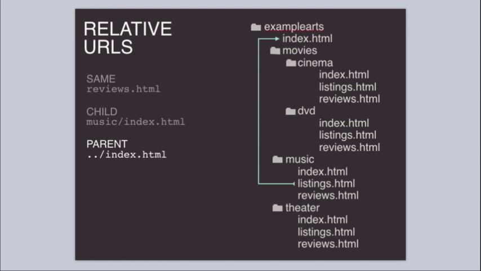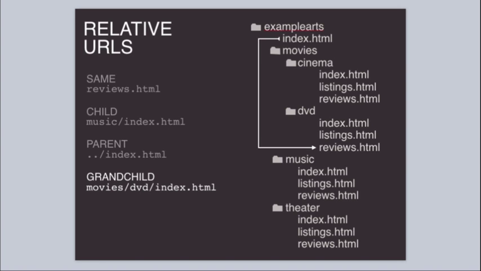And if you're on the listings.html page for the music page and you wanted to go to the index.html page for the entire site, you would say ../index.html. That .. says go up a level. But if we wanted to go from index.html for the site down to the reviews page, we would say movies/DVD/index.html. And if we wanted to go in the opposite direction, we would say ../../index.html. That says we want to go up a level to the movies folder and then up a level again to the Example Arts folder and then show us index.html.